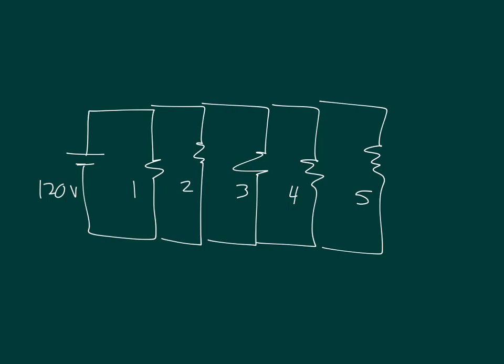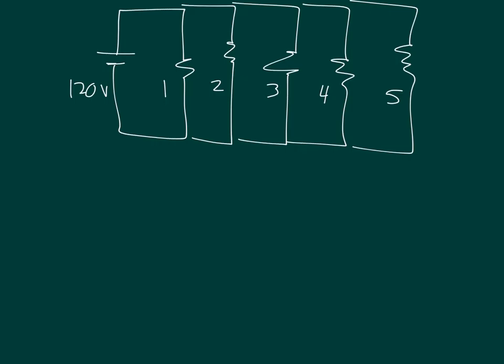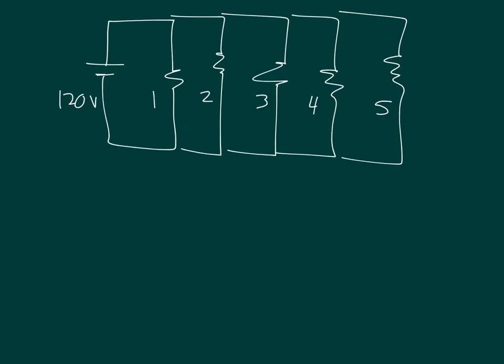So we need to simplify this so that we have one voltage, one resistor. In parallel, what do I do?